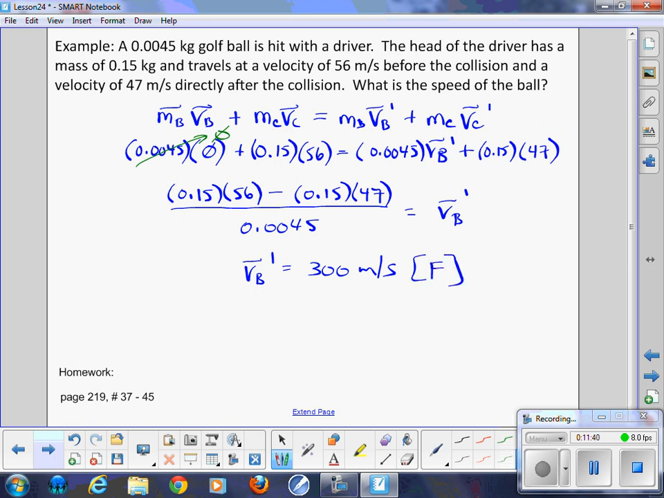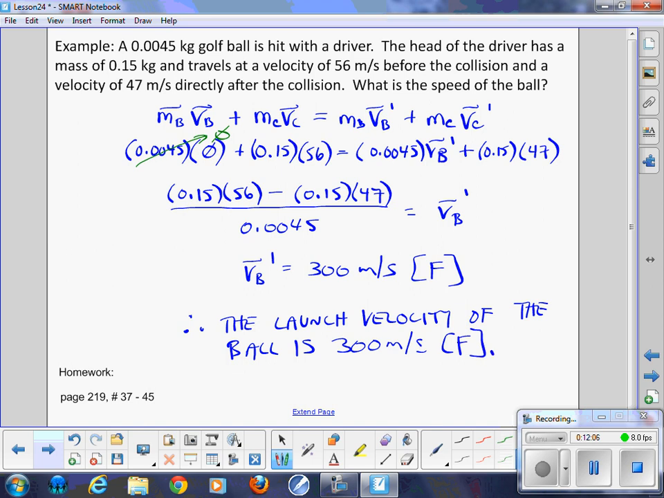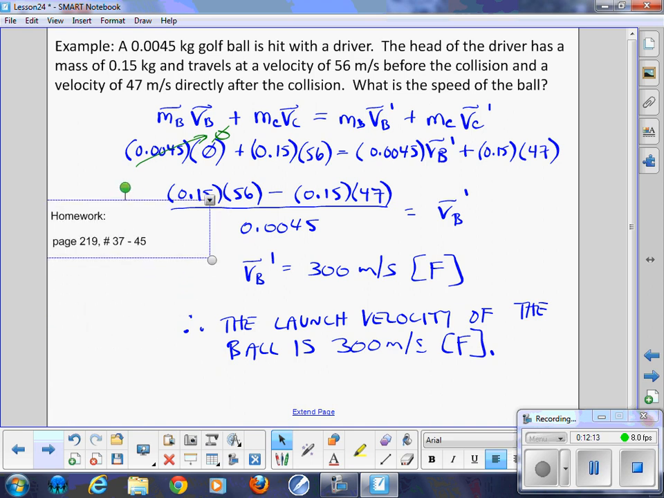All right, so there we go. So that golf ball is launched at a very, very high velocity at impact, and then air resistance and other factors slow it up. So therefore, the launch velocity of the ball is 300 meters per second, and that is forward. And there you go. So there is your momentum in one dimension. So like I said, everything's left and right, so it's kind of nice. We're not into the vectors yet.